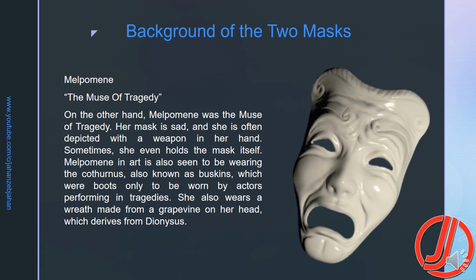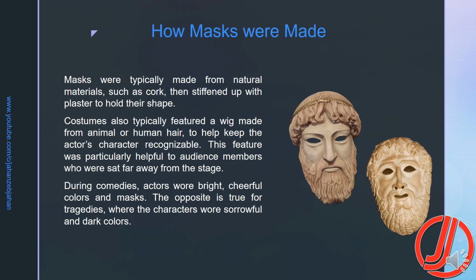Melpomene was the muse of tragedy. On the other hand, she was the muse of tragedy. Her mask is sad and she is often depicted with a weapon in her hand. Sometimes she even holds the mask itself. Melpomene in art is also seen wearing the kothornoi, also known as buskins, which were boots worn only by actors performing in tragedy.